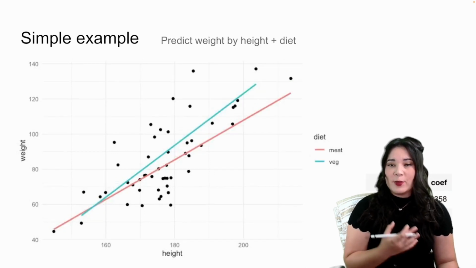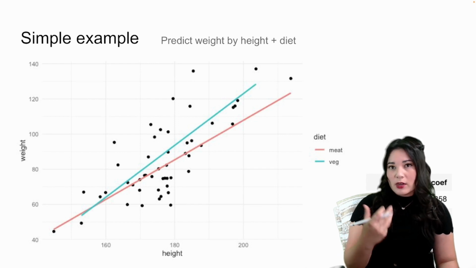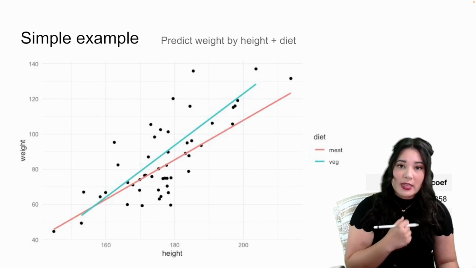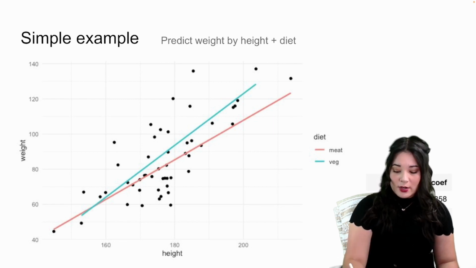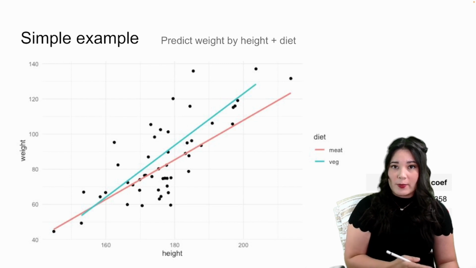And again, even though the output of the model in a linear regression has to be continuous, the predictors don't. We can also add categorical variables like the diet of someone, whether they're a meat eater or a vegetarian. Here, the coefficient of diet tells us that if someone is a vegetarian, our predicted weight for them goes down by 7.6 pounds.